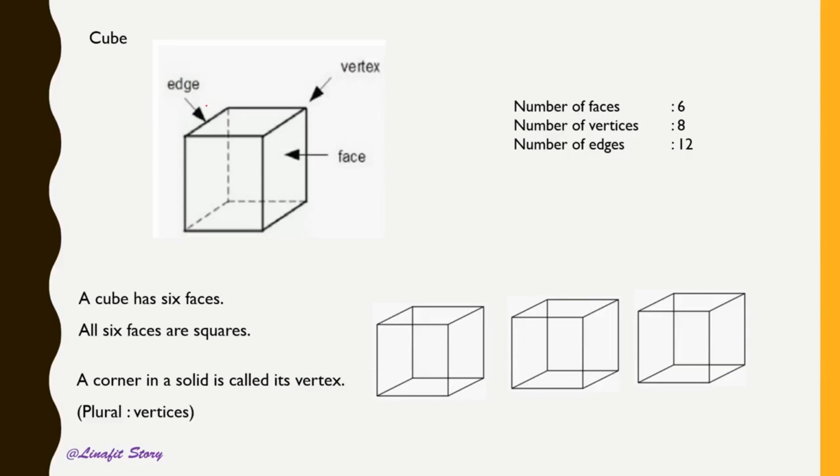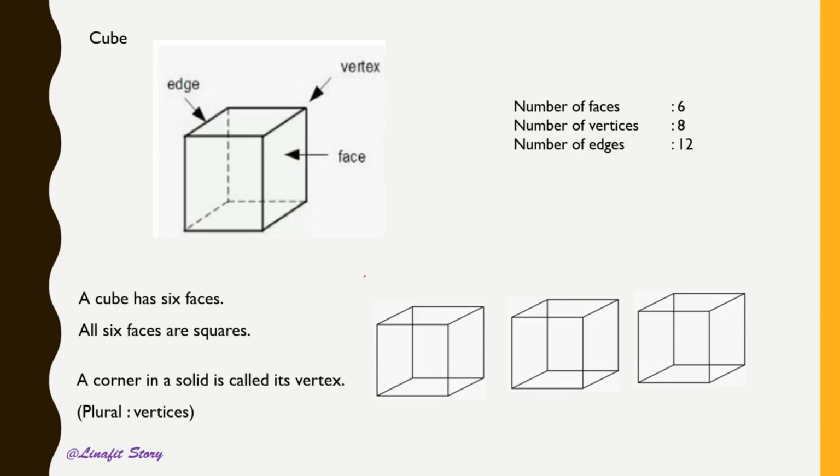Here is a cube. We use dotted lines to represent unseen edges. An edge of a solid is a line formed when two faces meet. A face is a continuous surface of a solid that can be flat or curved, while a vertex is the point where 3 or more edges meet. The plural of vertex is vertices.